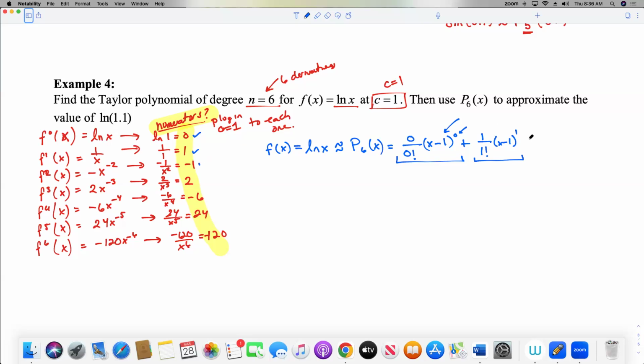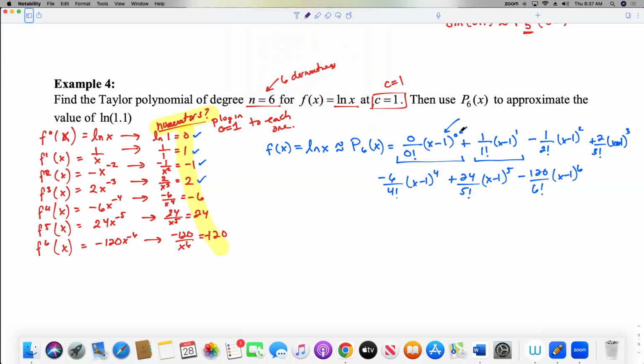All right, let's keep going. Since this is a minus, I'm just going to go ahead and put minus 1 over 2 factorial, x minus 1 squared. Keep going, plus 2 over 3 factorial, x minus 1 cubed. Keep going, minus 6 over 4 factorial, x minus 1 to the 4th, plus 24 over 5 factorial, x minus 1 to the 5th, minus 120 over 6 factorial, x minus 1 to the 6th. Let's clean this up.